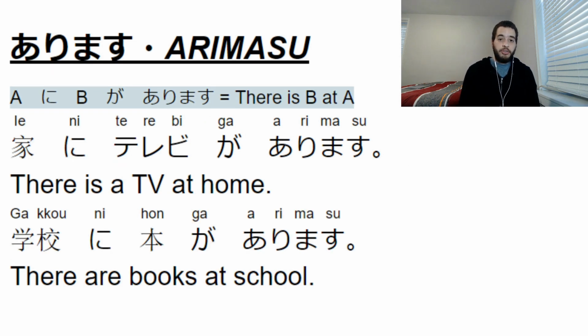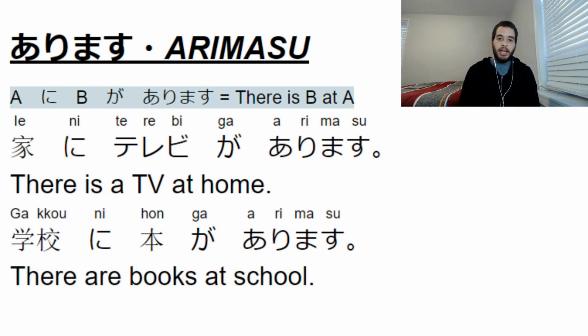So we're going to use this structure to mean there is B at A. Let's take a look. 家にテレビがあります. 家 home に at テレビ television or TV があります have. Home at TV have. I have a TV at home or there is a TV at home.